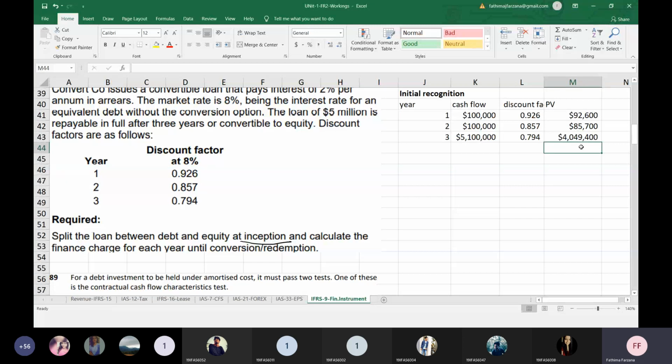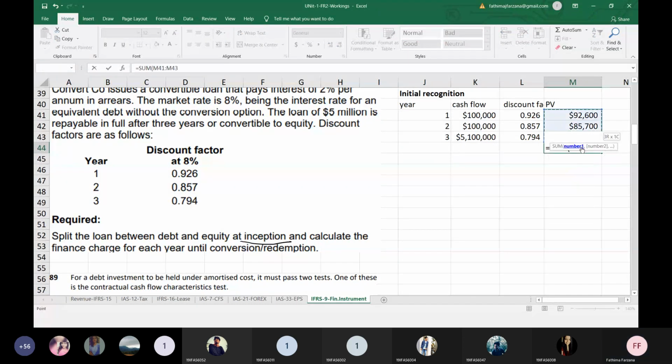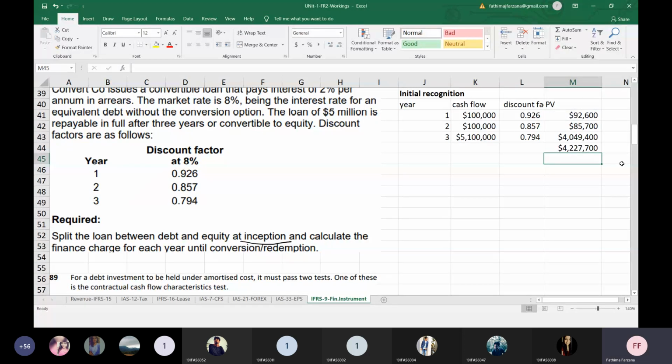So the sum you have to do is equal to the sum of these 3, which is 4,227,700. Okay, but how much is your actual loan amount? 5 million. 5 million is your loan amount. So how much is the equity part in this? Find out and tell me what I should do.